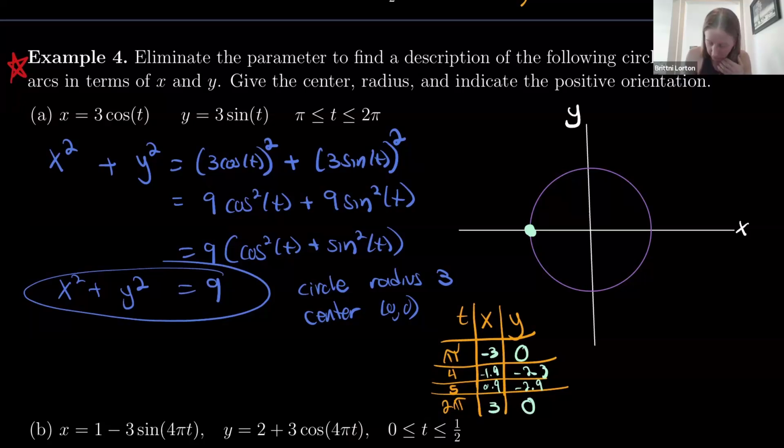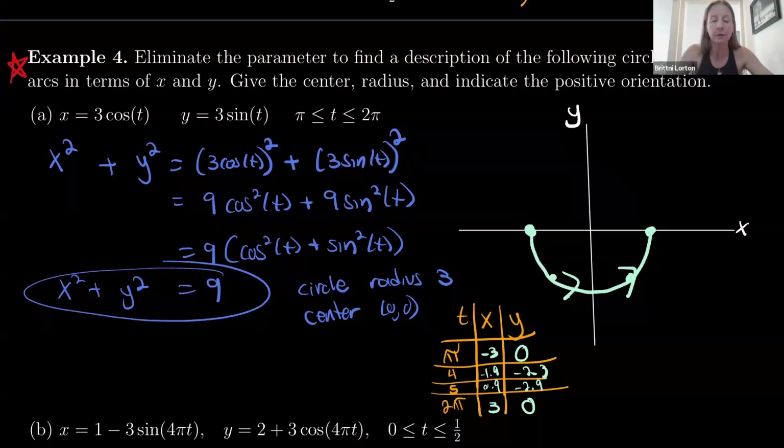So I'm going to plot each of those points. The next point was negative 1.9, negative 2.3. That looks like about here, and then about here, and then it ended here. Then I follow in the direction where time is moving forward to get that positive orientation. In this case, it was just part of a circle, so a semicircle, and it had the counterclockwise orientation. Cool. All right, let's keep going.